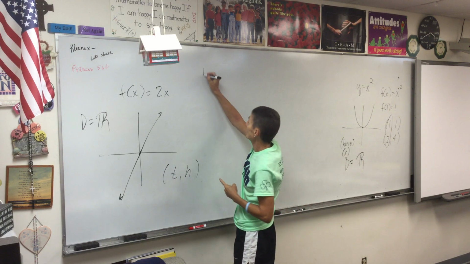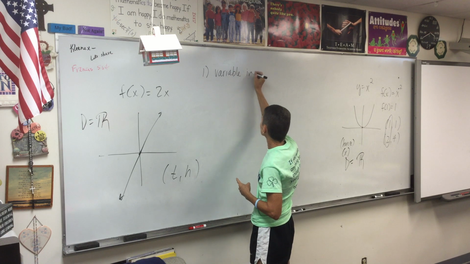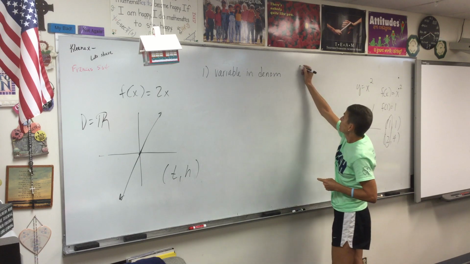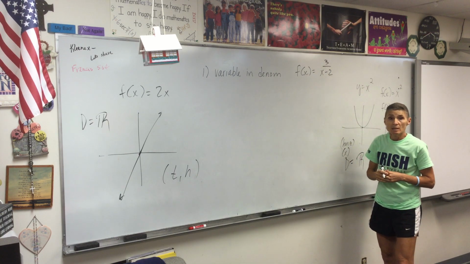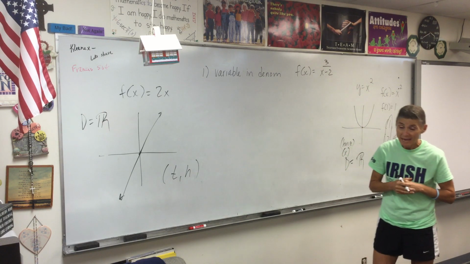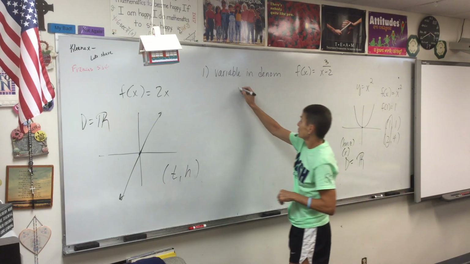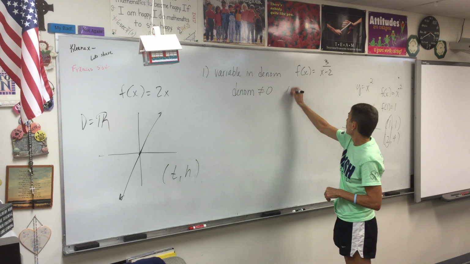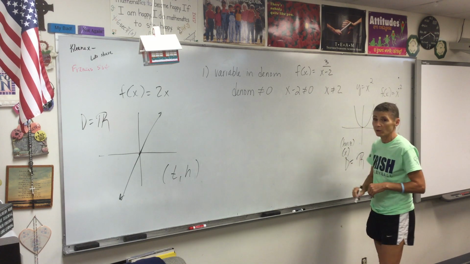You also have to be careful anytime you have a variable in the denominator. An example of that would be f of x equals 3 over x minus 2. When you have a variable in the denominator, remember, you can't divide by 0. So x could not be 2. Your denominator cannot equal 0. So x minus 2 cannot equal 0, which means x cannot equal 2.